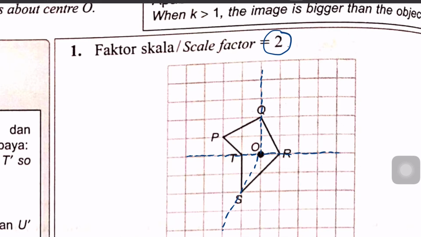Kata scale factor is equals to 2. So maksud dia, dari sini ke sini 1 kan, sini 1, so dia sepatutnya 2. So 1, 2, so over here is our R prime. Sini 1, 2 grid. Scale factor 2 darab 2, so 1, 2, 3, 4. So over here is our Q prime. Now over here 1. So 1, 2, so over here is our T prime. Next.